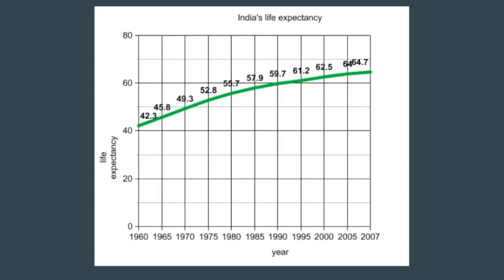Though India had a notoriously low life expectancy, over the years this has continually risen. As you can see, there is a slow rising trend in the aforementioned graph. Life expectancy started off at 42.3 in 1960 and has risen all the way to 64.7 in 2007.